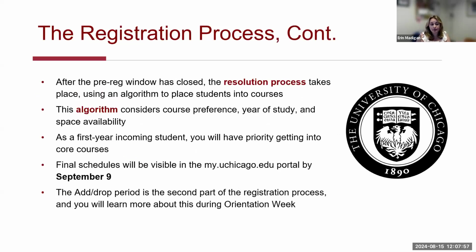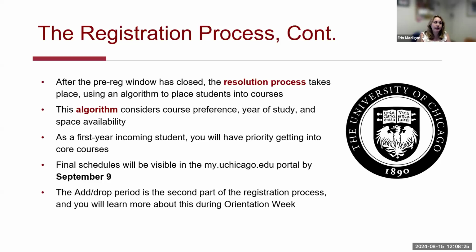Continuing a little bit more about the process. Once the pre-registration window closes, a process that we call resolution kicks in. This is where a computer algorithm that the registrar's office uses runs through and places students into courses based on their bids. The algorithm looks at several factors when placing students into courses, including where you list it in your preference list, the year that you are.